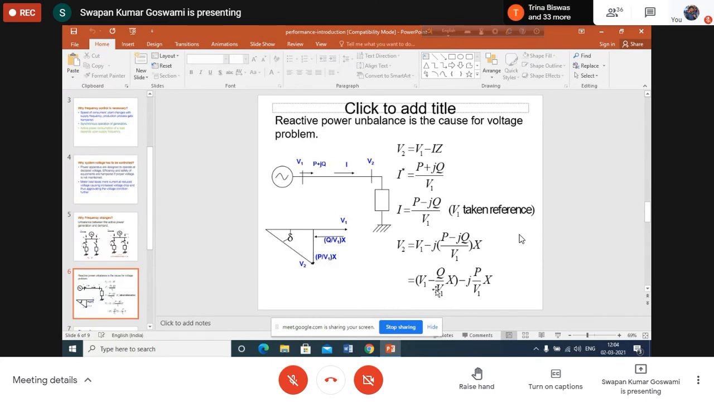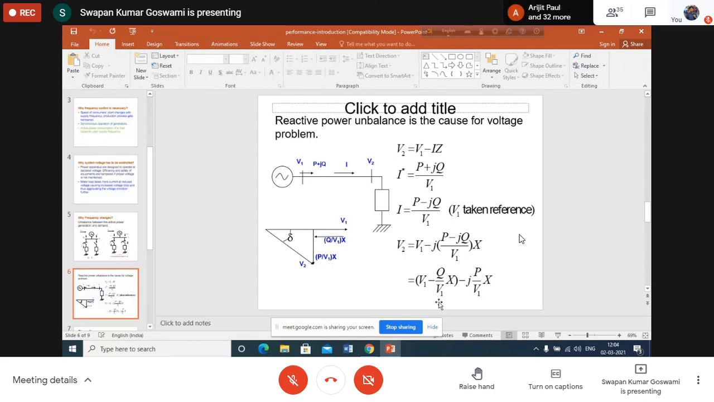Now assume that keeping P constant, I want to change Q. Say for the time being, I want to increase the reactive power delivery. So keeping P constant, if Q is changed, what is happening? Q is increased means this vector, which is directly opposing the vector V1, that means 180 degrees out of phase with respect to V1, is increased. Then this magnitude component of V1 is decreasing mainly.